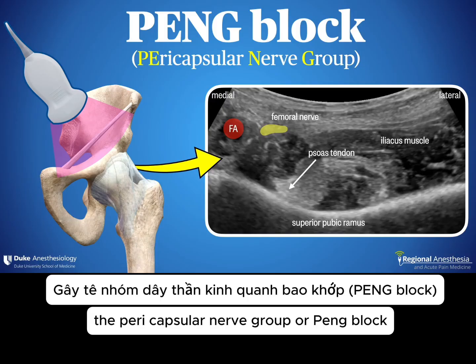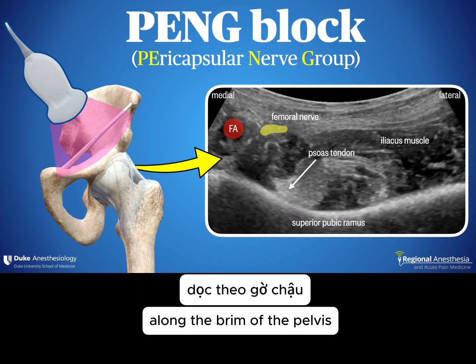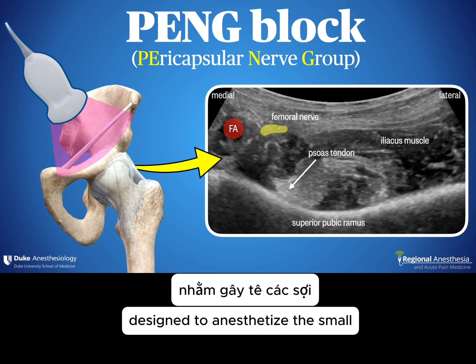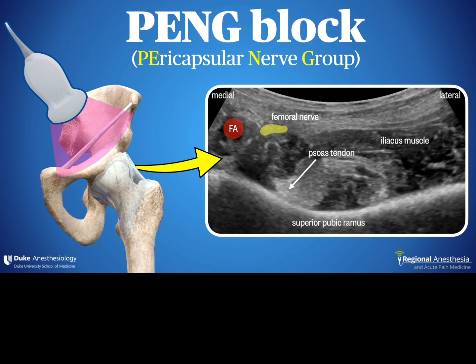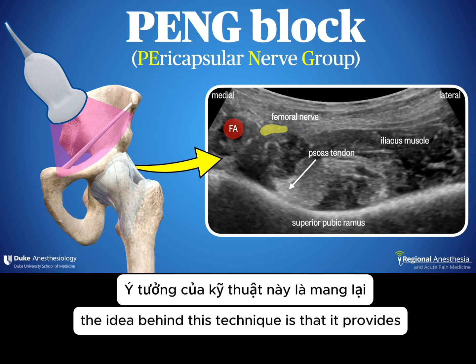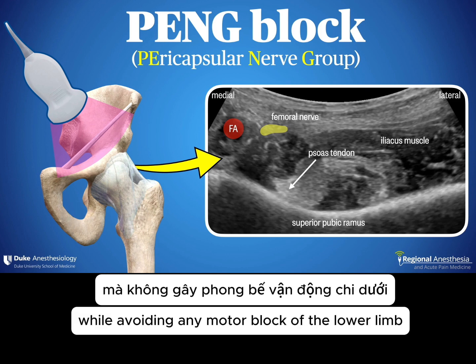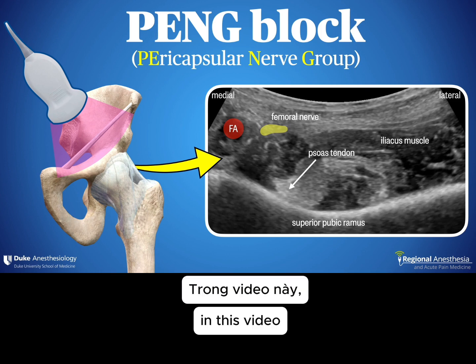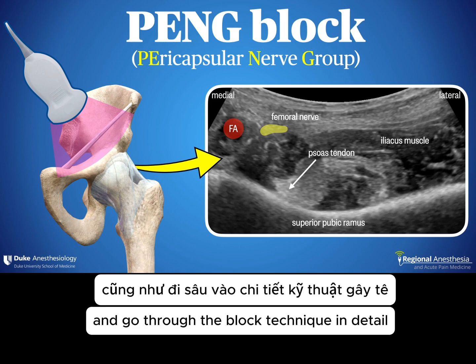The pericapsular nerve group or PENG block is an injection of local anesthetic along the brim of the pelvis designed to anesthetize the small articular nerve fibers that innervate the anterior medial capsule and hip joint. The idea behind this technique is that it provides good analgesia for hip pain and hip-related procedures while avoiding any motor block of the lower limb. In this video, we'll discuss the anatomy and rationale for this block and go through the block technique in detail.